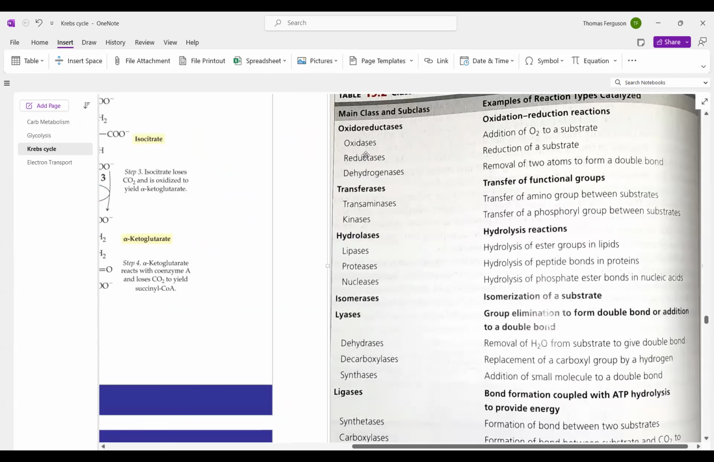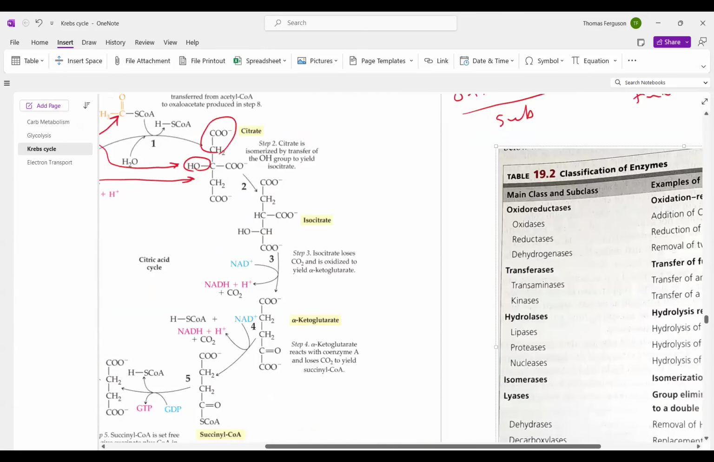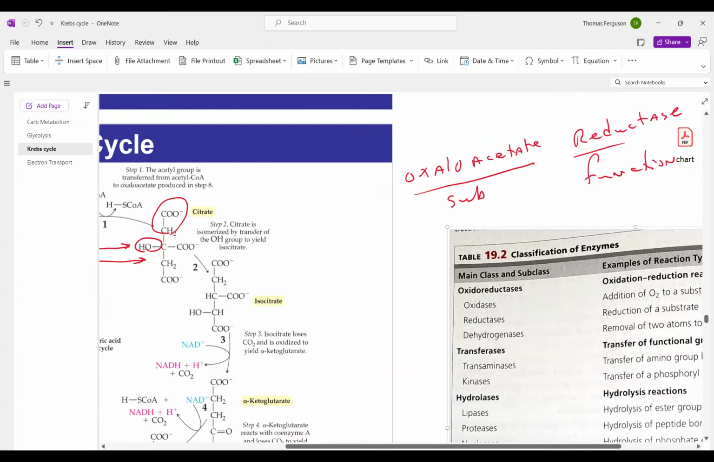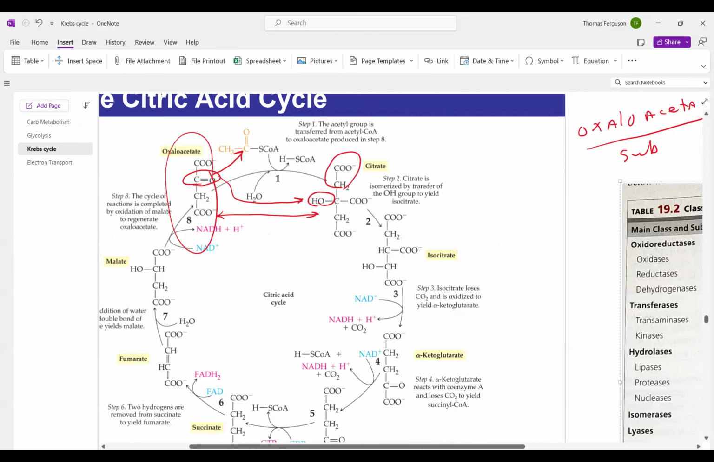Okay, here's the reductase right here. It's the reduction of a substrate. So we've taken it from a carbonyl group down to an alcohol, gaining a hydrogen, reduction. Okay, so that's the enzyme that takes us from here to there.